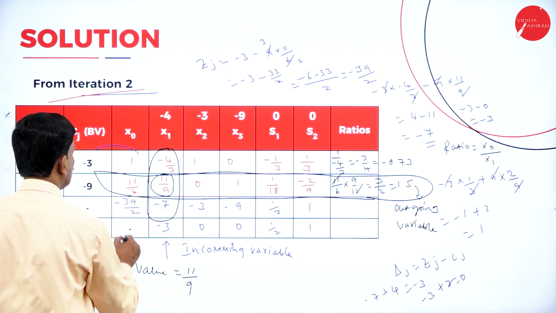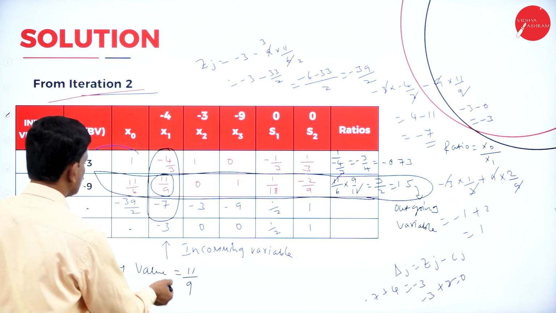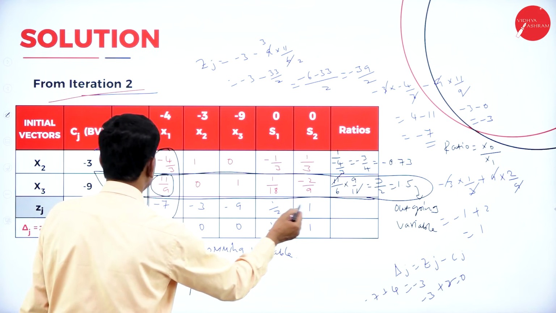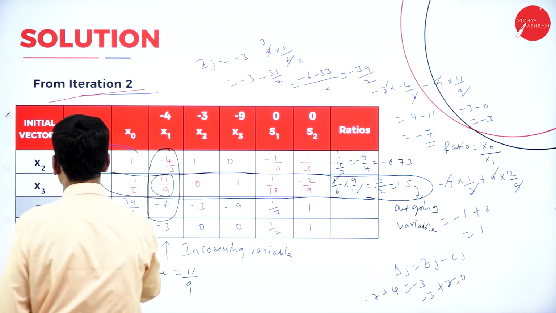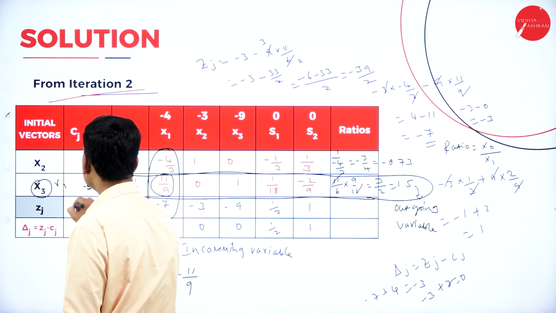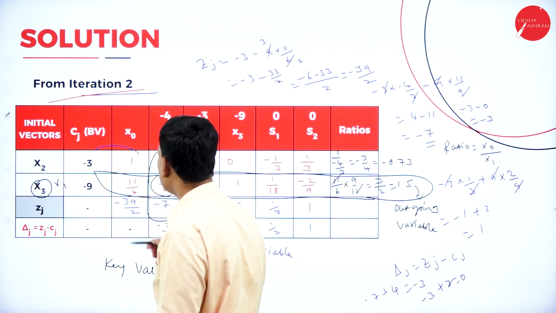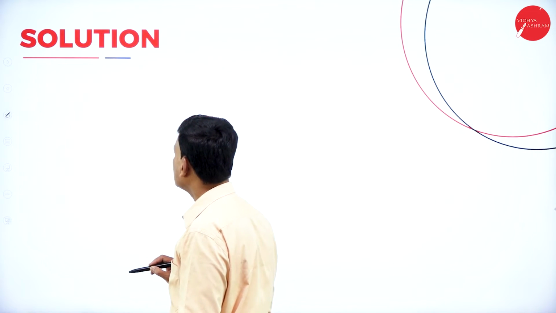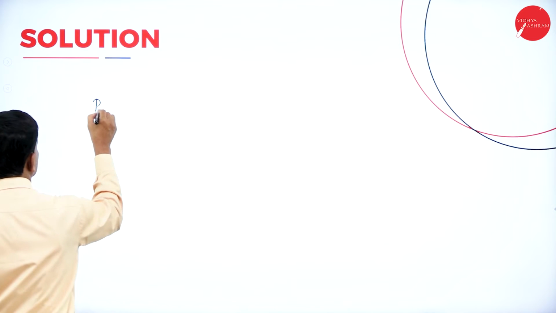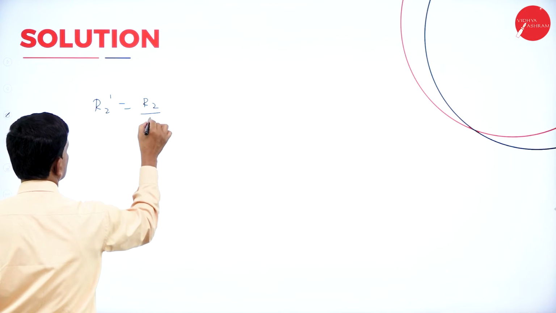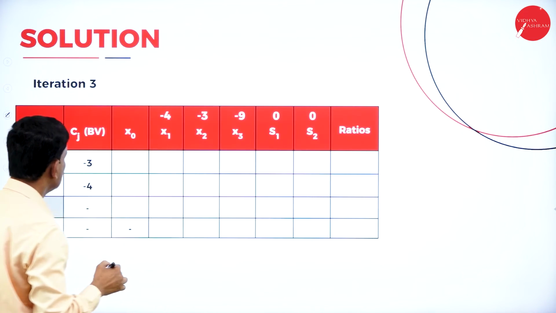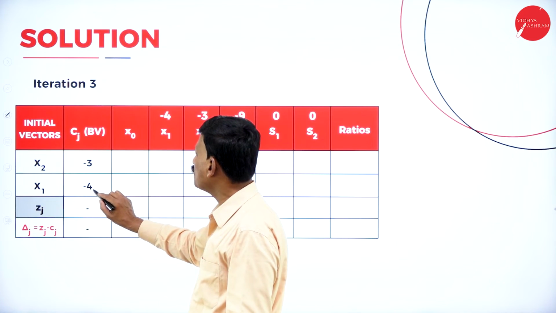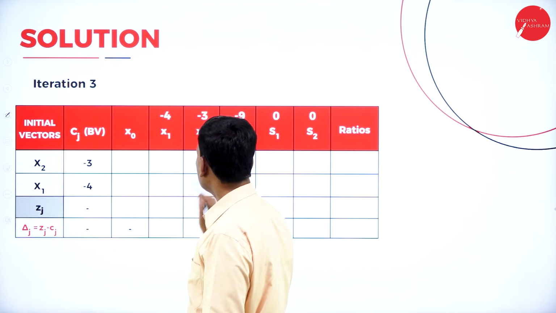Now, in the next table, what are the elements here? Here x1 is the incoming variable and x3 is the outgoing variable. So this x3 is replaced by x1. Now, R2 dash is equal to R2 divided by 11 by 9. X3 is replaced by X1. The coefficients are minus 4 and minus 3.